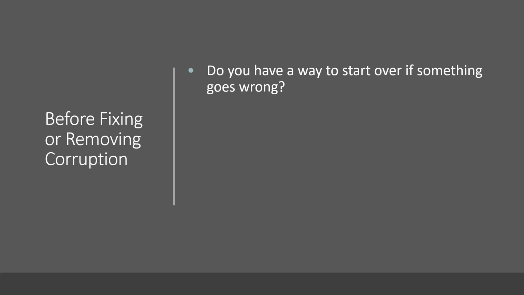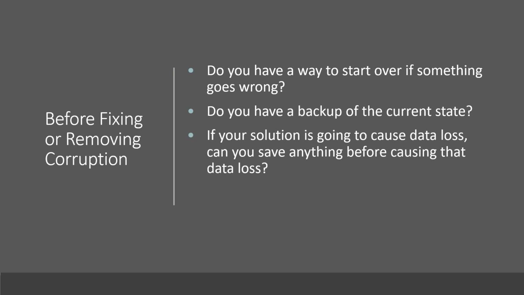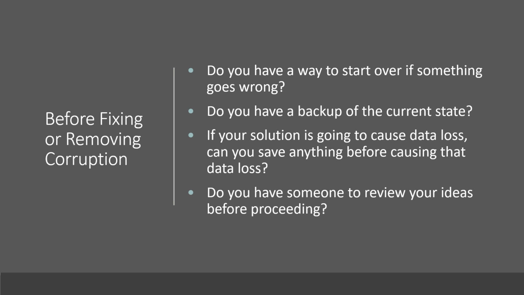So before fixing or removing corruption, there are some things you're going to want to consider. The first one we just talked about is the do-over. Do you have a way to start over if something goes wrong? That's probably the most important thing while you're doing the recovery. It's sort of the do no harm. No matter what you do, if you can undo it and start over again, you're making it no worse than when you started. And do you have a backup of the current state? Can you make a backup to get you back there?